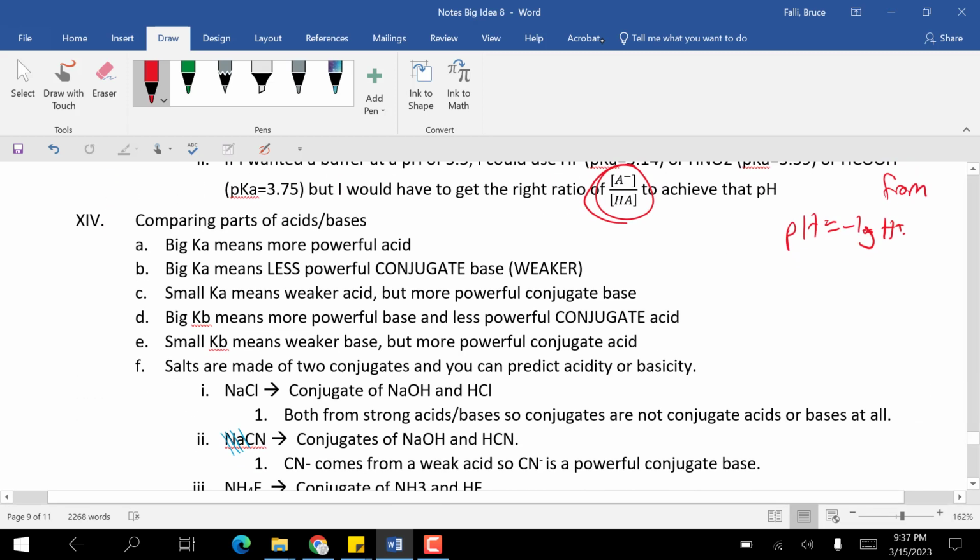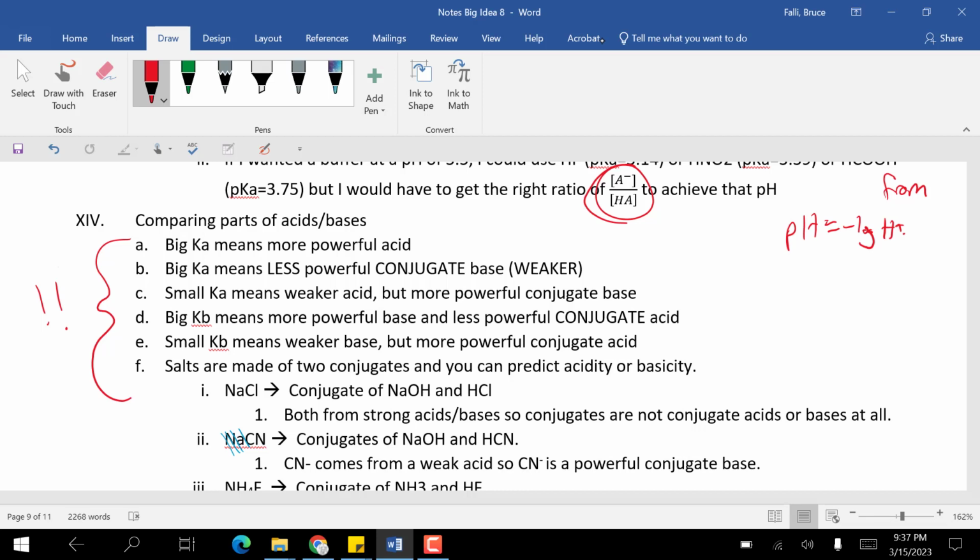Comparing parts of acids and bases. So this is stuff you need to have in your mind, very fluent with these. Big Ka means more powerful acid. Big Ka means less powerful conjugate base. So remember, if I have a strong acid, my conjugate is weak. Small Ka means a weak acid. But if you're a weaker acid, that means your conjugate is more powerful.